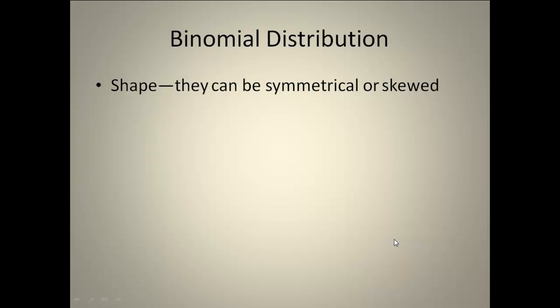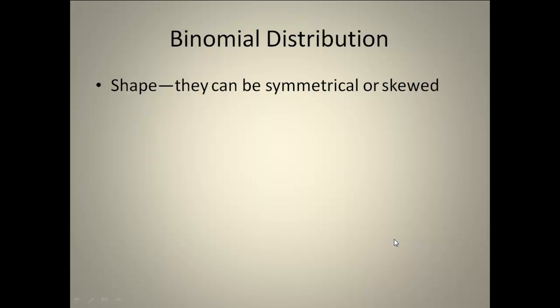Okay, now binomial distributions can have different shapes. They can be symmetrical or they can be skewed. On page 233, they give you 3 different graphs to illustrate this. The first graph, the green one, would be considered right skewed because the data kind of trails off to the right. The middle one, that peach one, would be symmetrical. And then the purple one would be left skewed because the tail trails off to the left.